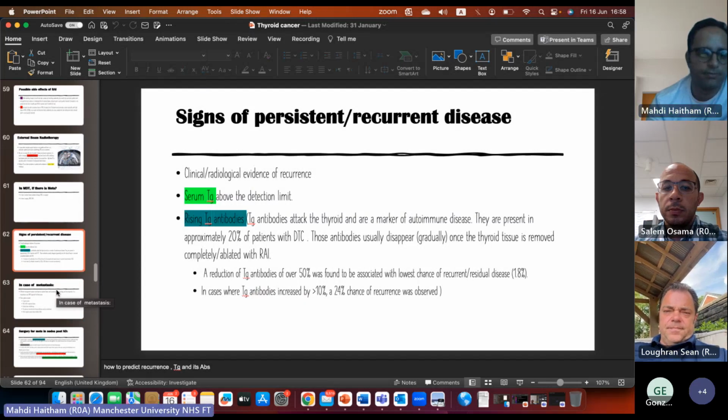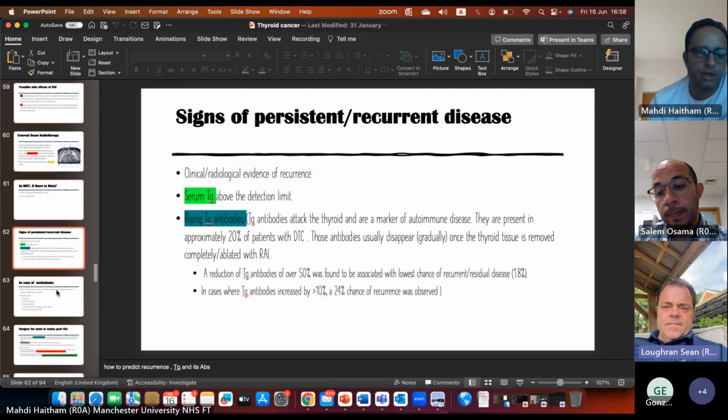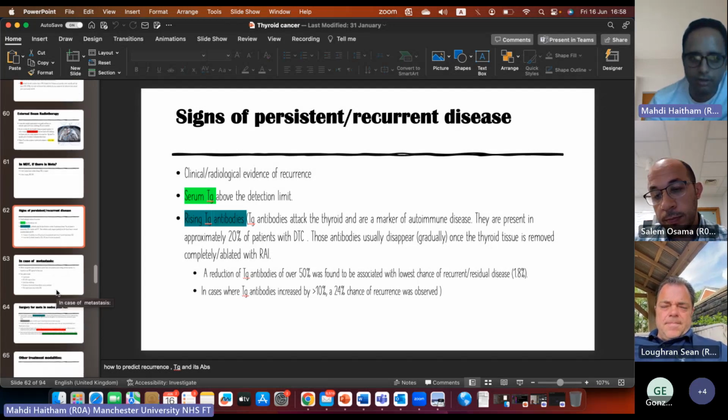Yeah, amazing. Any role of radiotherapy in thyroids?